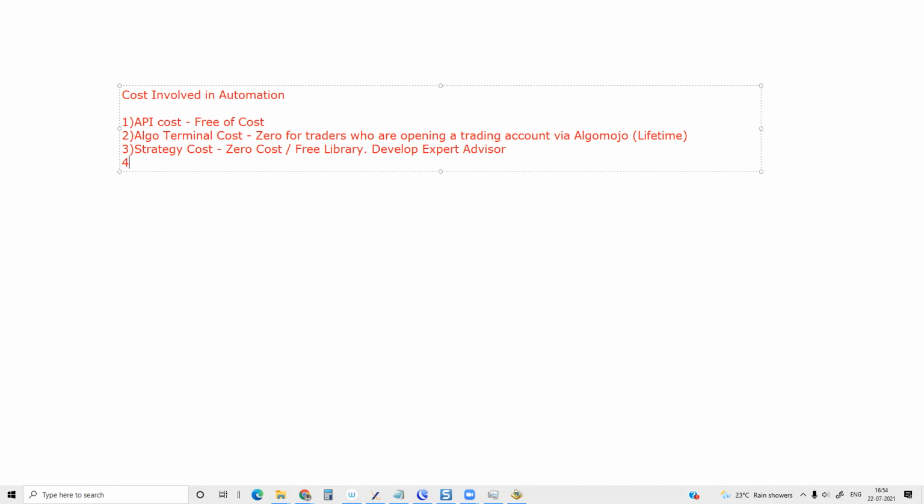Then number 4, data cost. You know that data cost, most of the MT4 vendors in India are coming at roughly 250 to 300, and 500 rupees is the average cost. I'm not sure about the vendors' quality, but since they are coming at 250 to 500 rupees, that is the average cost supplied by most of the MT4 vendors across India.